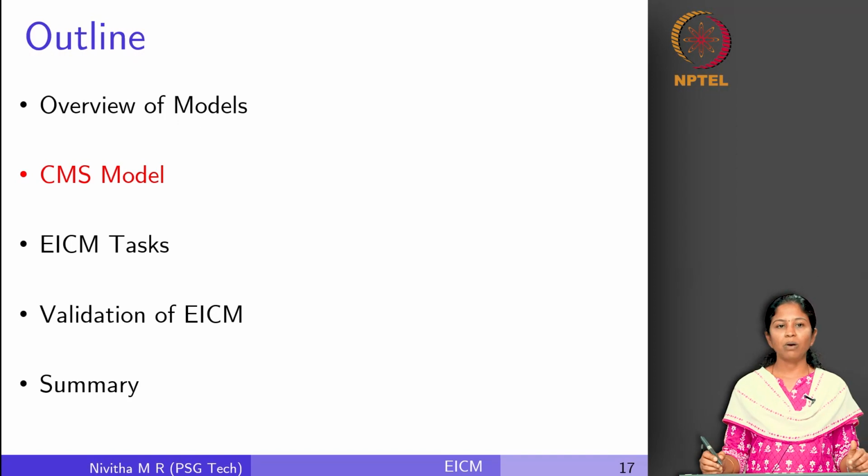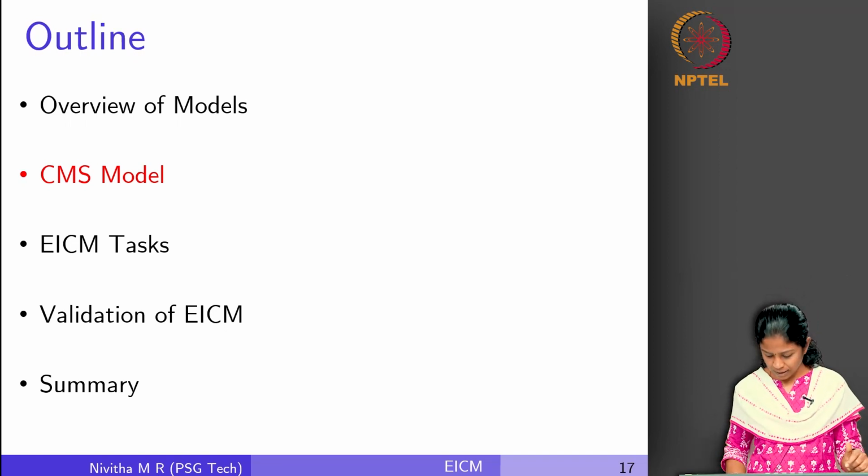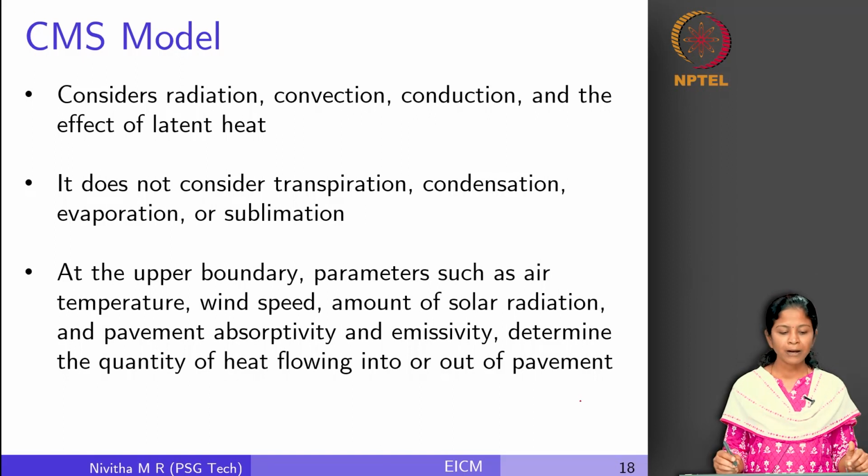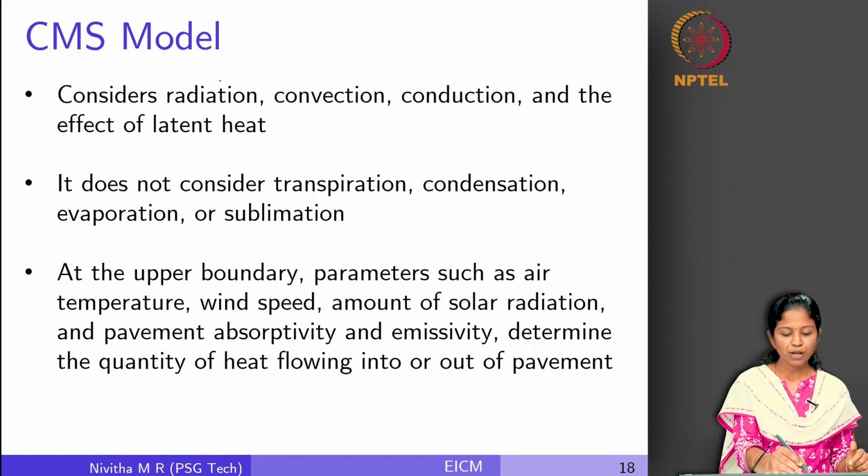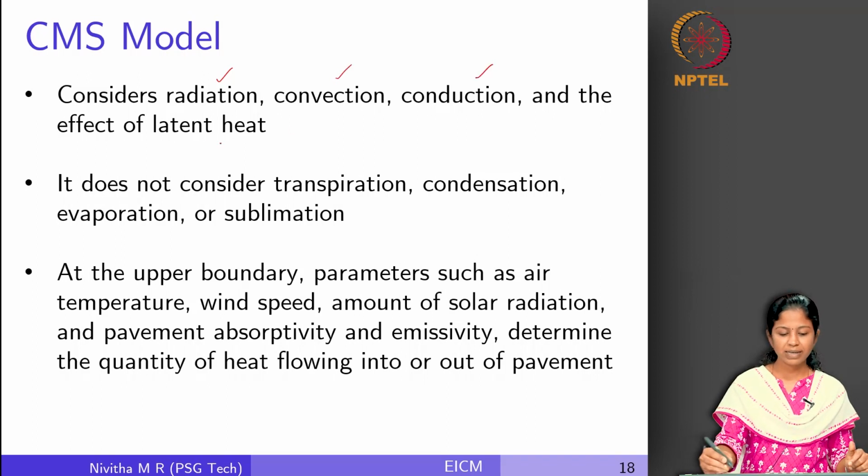Next we will see about the CMS model in brief. Again, as I said, I am not getting into the much detailed aspect of the CMS model, but in a nutshell we will see about it. This CMS model, we said, converts climatic effect into temperature and moisture profile in the soil and bituminous layers. So this CMS model basically uses the principle of conduction, radiation, convection, and the effect of latent heat.